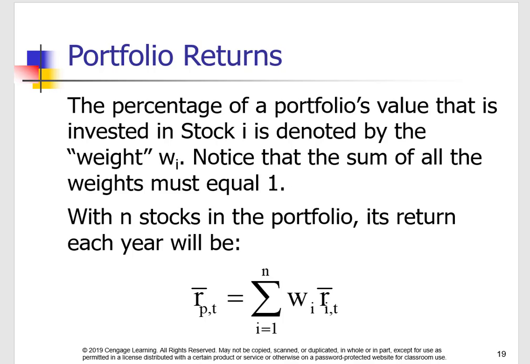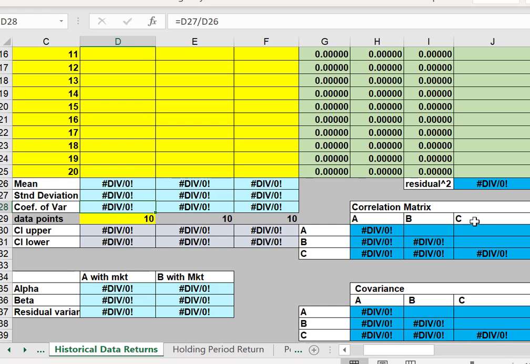And of course, it has to add up to 1, right? So all the money is invested. So how do we find the rate of return on a portfolio? You take the weights, multiply them by returns, and add those all up, and that will give you the portfolio return. And again, we can do that here on this historical returns.